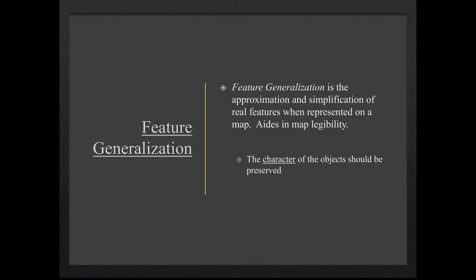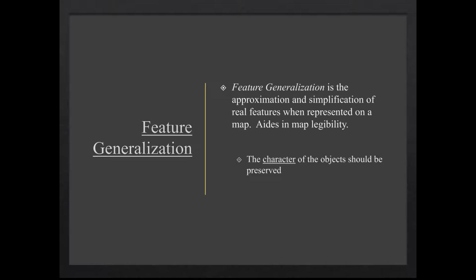Our inability to store infinite detail of reality in geospatial datasets means that we must generalize the features that we are storing. Feature generalization is the approximation and simplification of real features represented on a map. The main purpose of feature generalization is to aid in map legibility by reducing the complexity of features being shown.